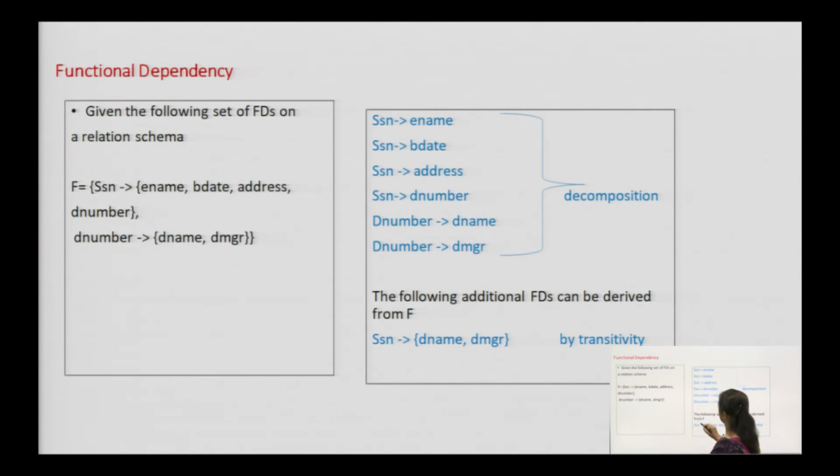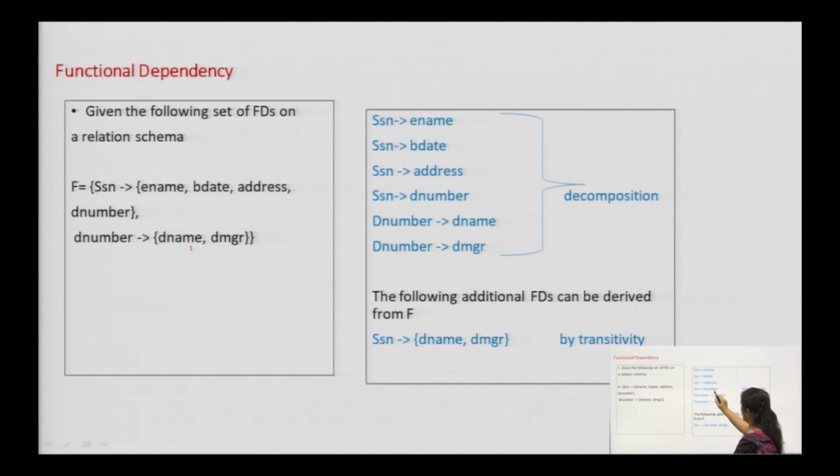For example, over here, let us see, we are given this set of functional dependencies. SSN determines e name, birth date, address and d number, and d number determines d name and d manager number. I have decomposed the right hand side over here. SSN determines e name, SSN determines birth date, SSN determines address, SSN determines d number, d number determines d name, and d number determines d manager. Please be careful, we said both the left and the right hand side can be one or more attributes. For the functional dependencies, we can decompose the right hand side, but we cannot decompose the left hand side. Okay, so I have decomposed the right hand side.